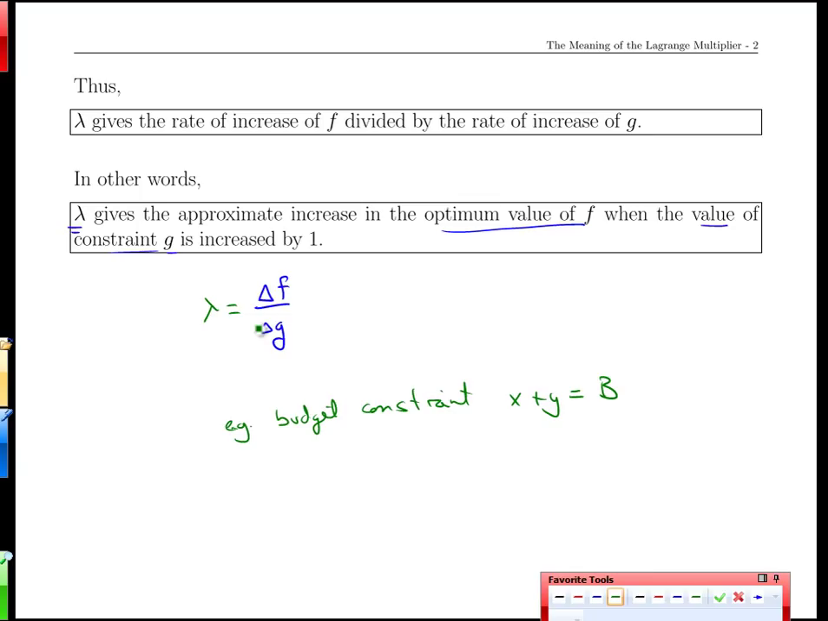Sometimes it's really important, sometimes it's a little less so, but it's an interesting property to have, and it does give some meaning here to the lambda value. We'll explore this through at least one example.